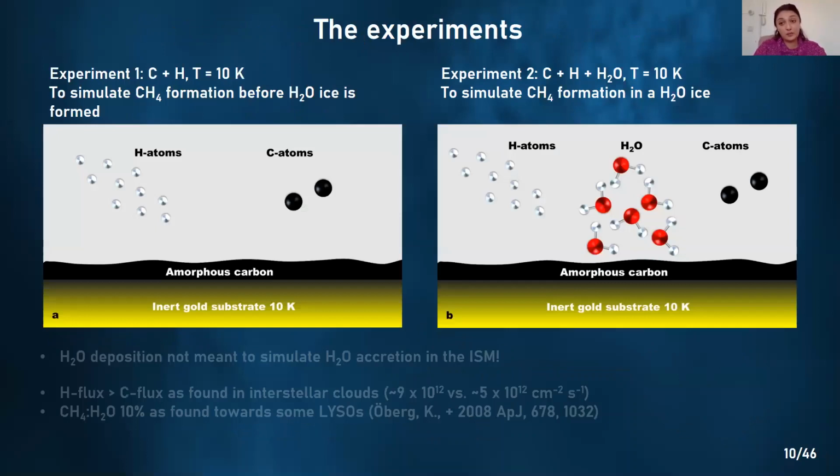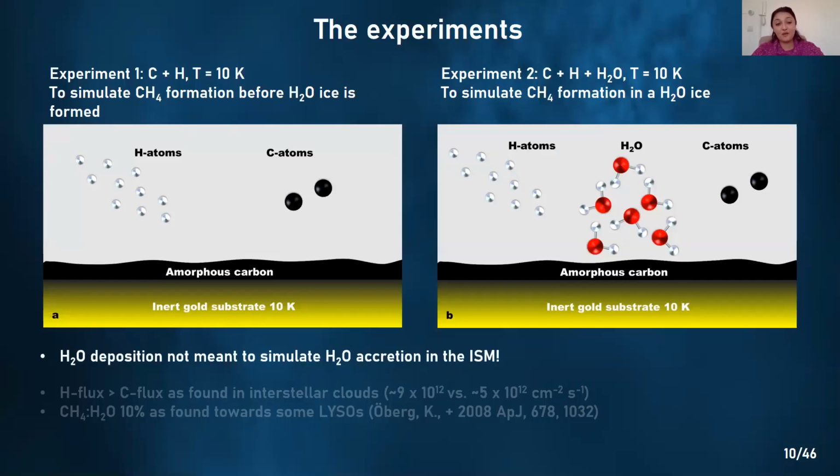Two different types of experiments were performed, one without water and one with water. Since methane is observationally constrained to be formed also when water ice is formed, there may have been a short period when methane was formed just before water ice. So we wanted to see if that was experimentally possible. And then, of course, we wanted to see if methane could be formed in a water-rich ice as it should be in space.